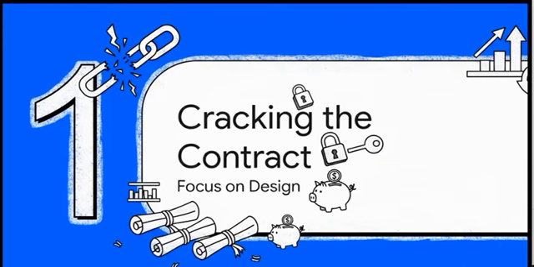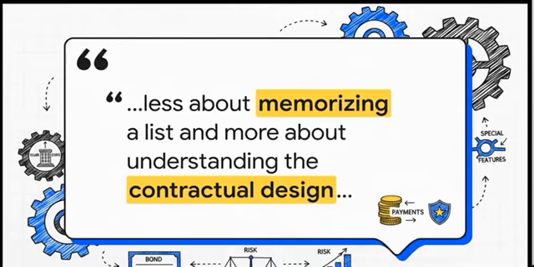All right, part one, cracking the bond contract. Before we look at any specific bonds, we really need a fundamental mindset shift. Take a look at this quote. It says, understanding bond types is less about memorizing a list and more about understanding the contractual design. That is absolutely crucial. You aren't just memorizing a dictionary here, right? You are learning how a machine works based on its contractual design. Once you understand the gears, who issues it, how it pays, what special features it has, you can look at literally any bond on the exam and instantly figure out its risk and return profile.